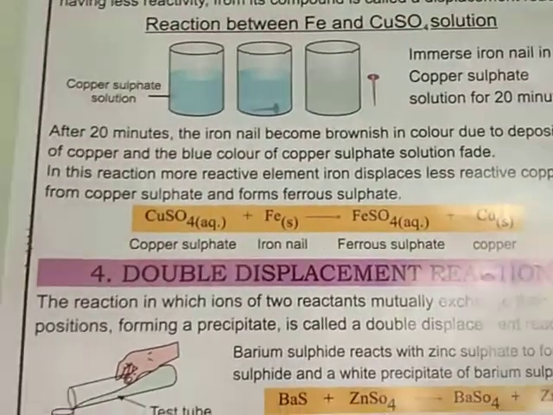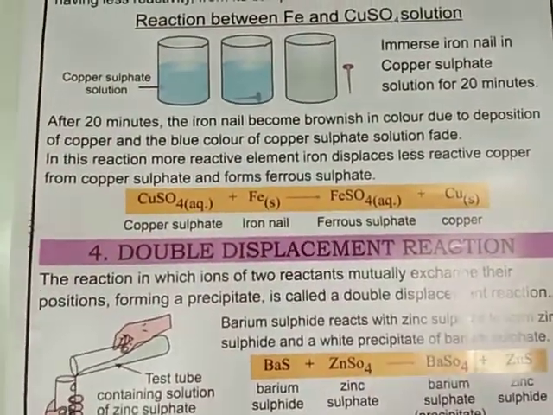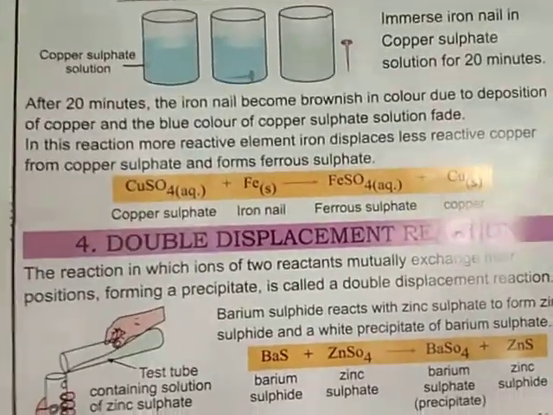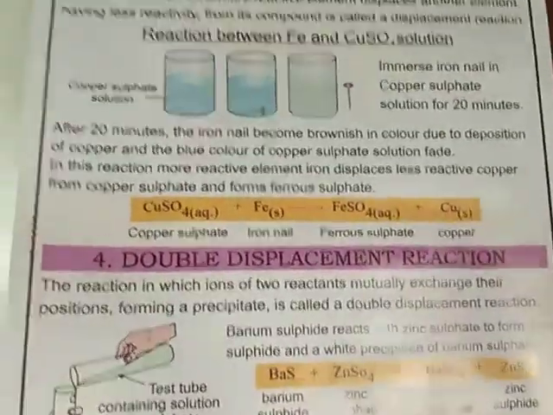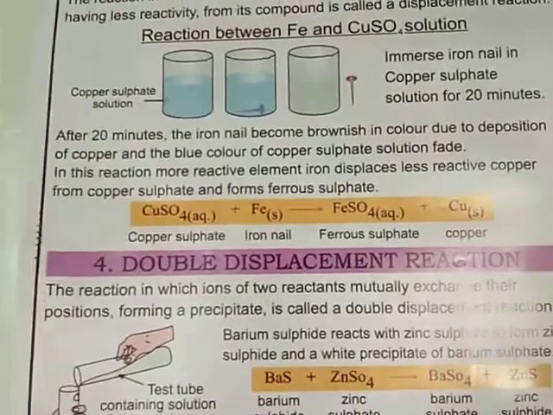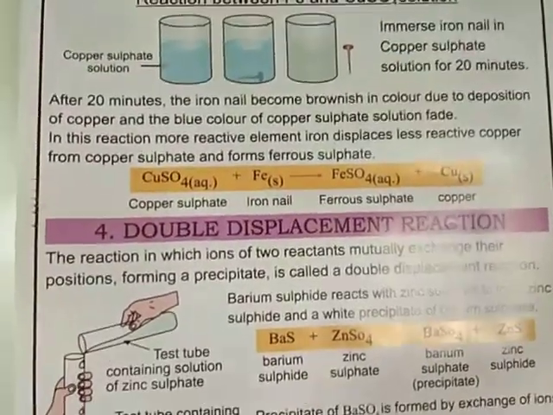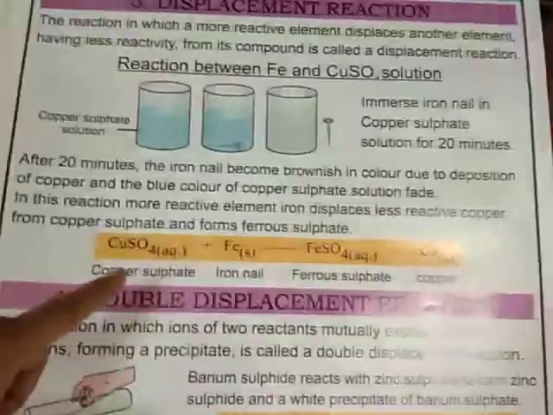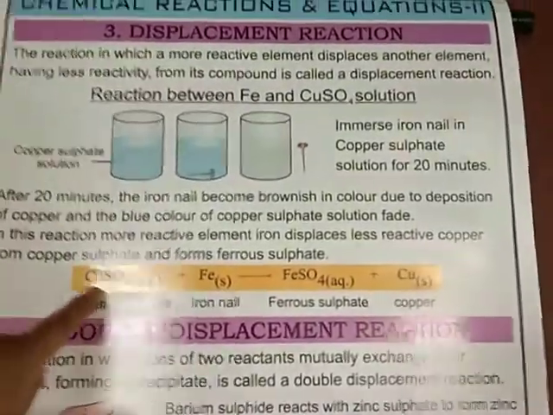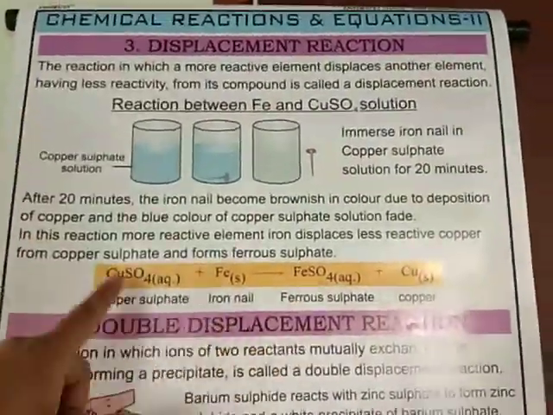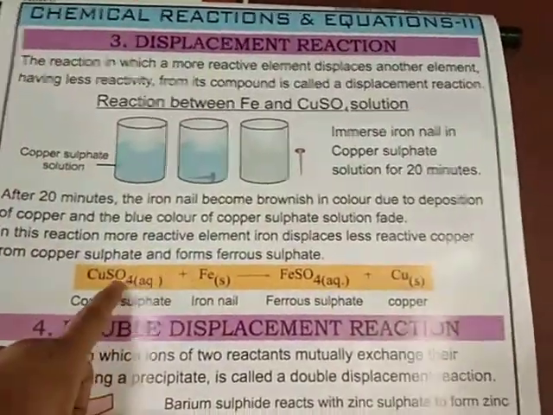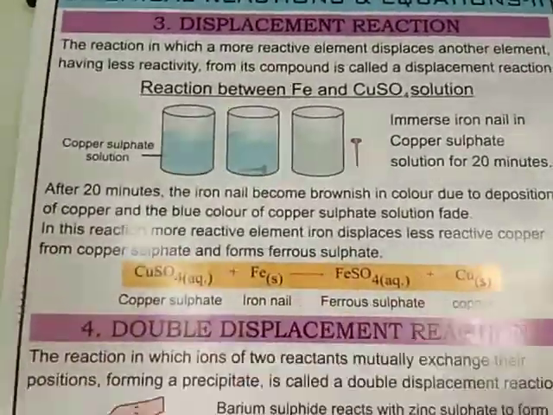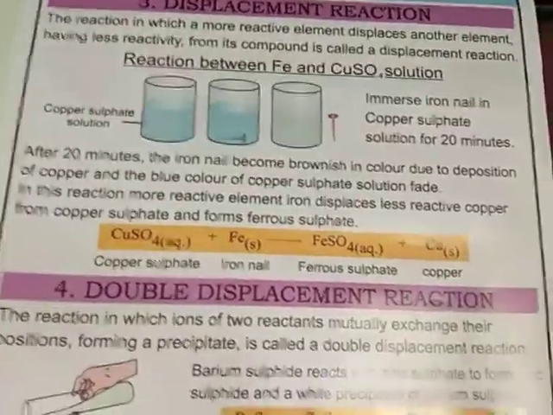In this reaction, the more reactive element iron displaces less reactive copper from copper sulfate and forms ferrous sulfate. CuSO4 plus Fe gives FeSO4 plus Cu. That means iron displaces copper from the sulfate: Fe replaces Cu in CuSO4, and FeSO4, ferrous sulfate aqueous solution, is formed.